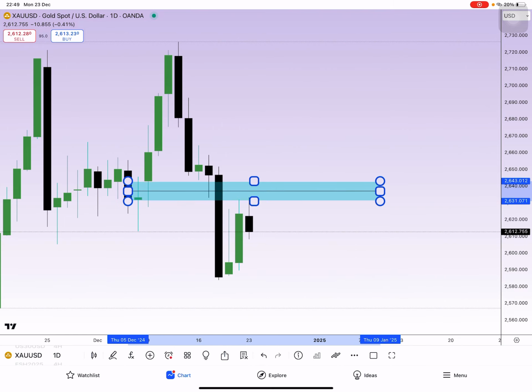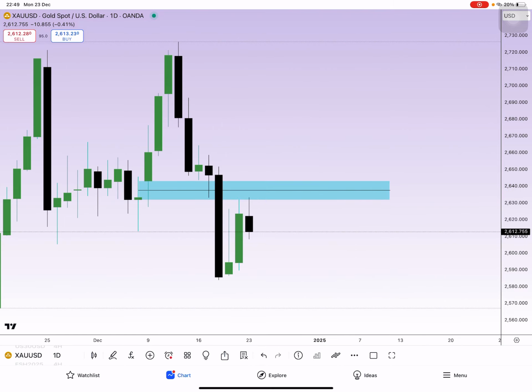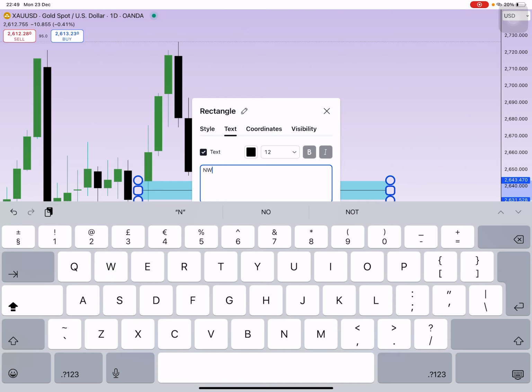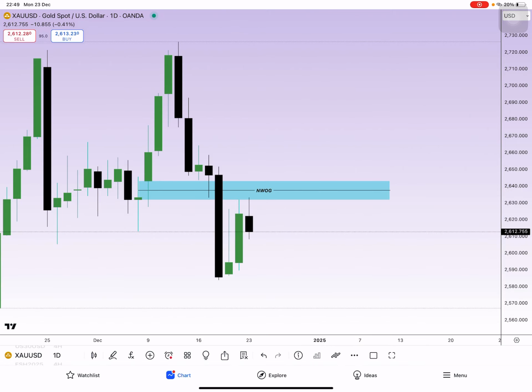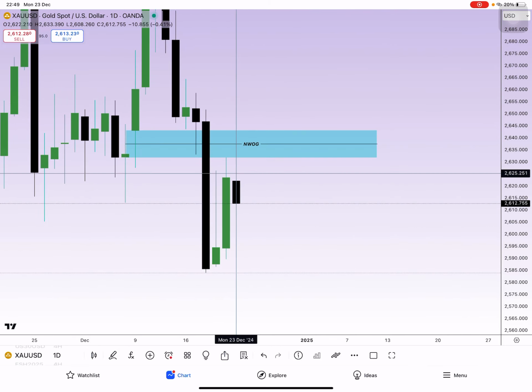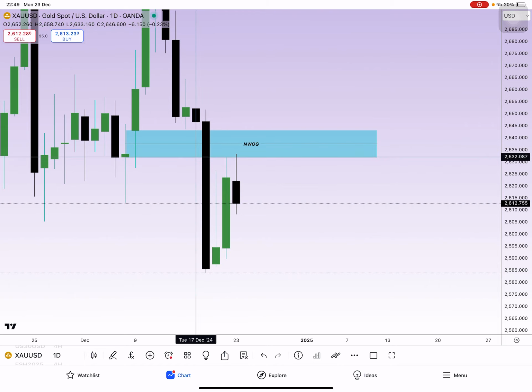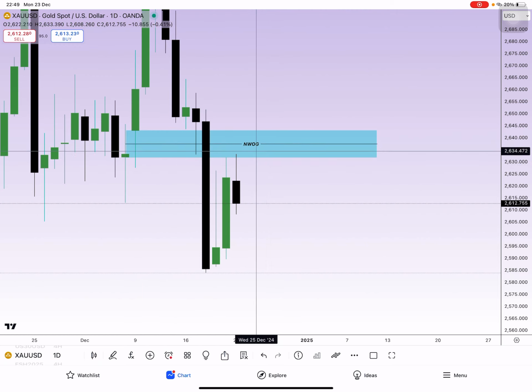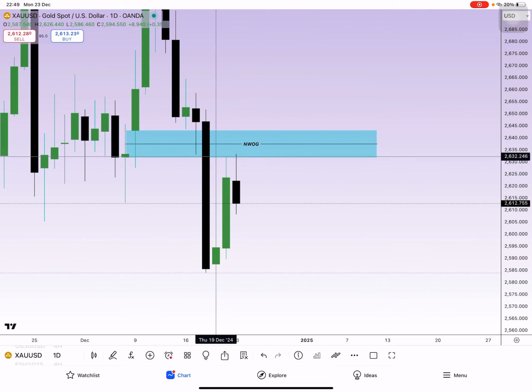Okay, so I'll mark this again here. I'll write it down as well. This is new week opening gap. And we have already broke below this one, and we started coming back into it. I can see a small little fair value gap in here as well, but I would consider the new week opening gap instead, because that is something stronger than the fair value gap.